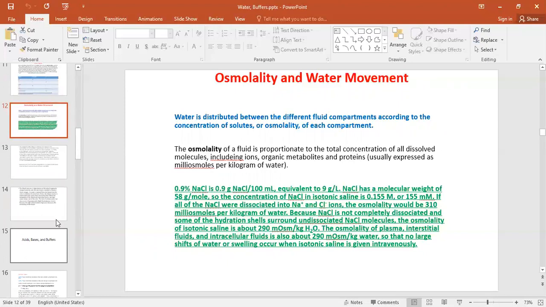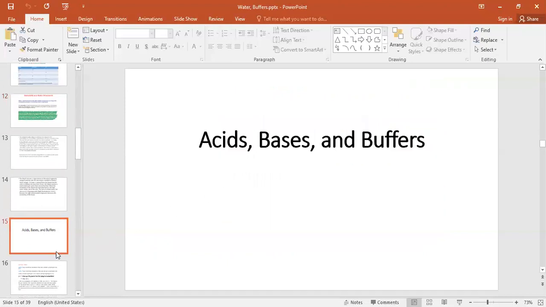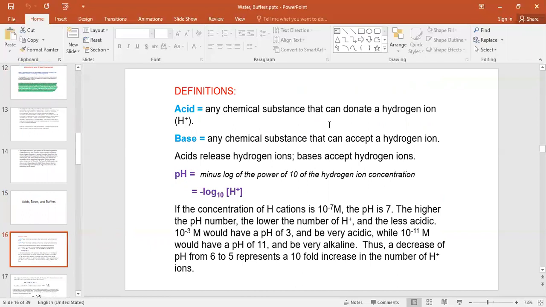Now let's discuss acids, bases, and buffers. First of all, you need to know the definitions. What's an acid? An acid is any chemical substance that can donate a hydrogen ion. And a base is any chemical substance that can accept a hydrogen ion. So acids release hydrogen ions and bases accept hydrogen ions.